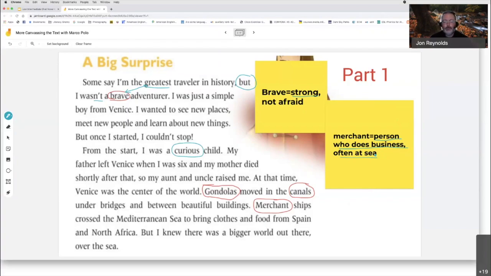So if you notice, for example, in the story, Marco Polo is talking about how he lived in this city of Venice. Now that's going to be important in just a moment because there are a couple of words here I'm going to ask you about. But the word merchant is describing the word ship. So often in these types of stories, we would see a merchant ship, a business ship, taking things from one country to another on the ocean, on the sea.